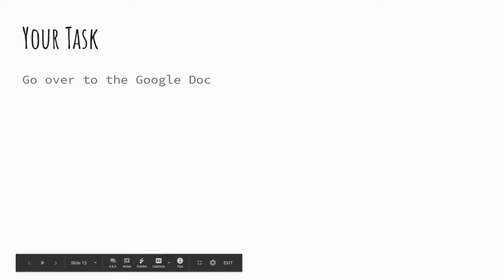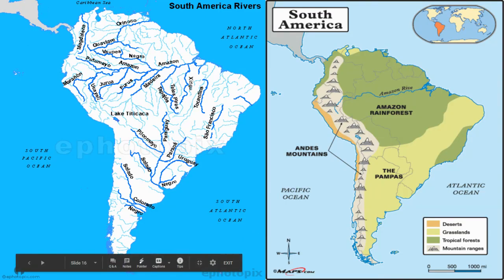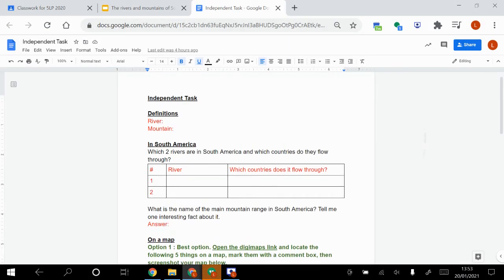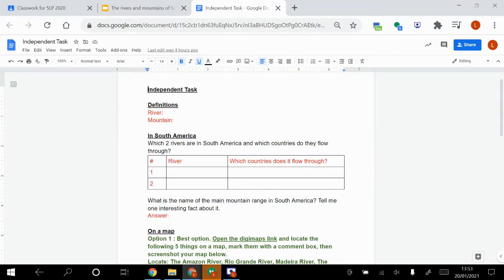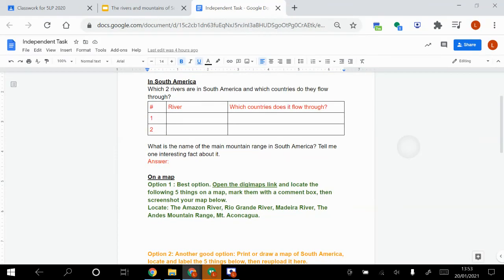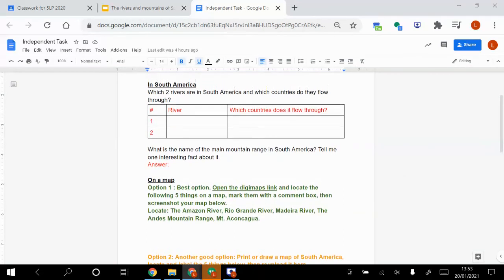So we're going to have a look at your task now, your independent task. You'll want to move over to the Google Doc. Your very first task is just to come up with some definitions in your own words. This is going to help me and Miss Lobo understand that you know what a river and a mountain is. Of course, go back to the slides or do some Googling or research of your own, but please do not copy and paste directly. We want to see these in your own words. Your second task is just about South America.